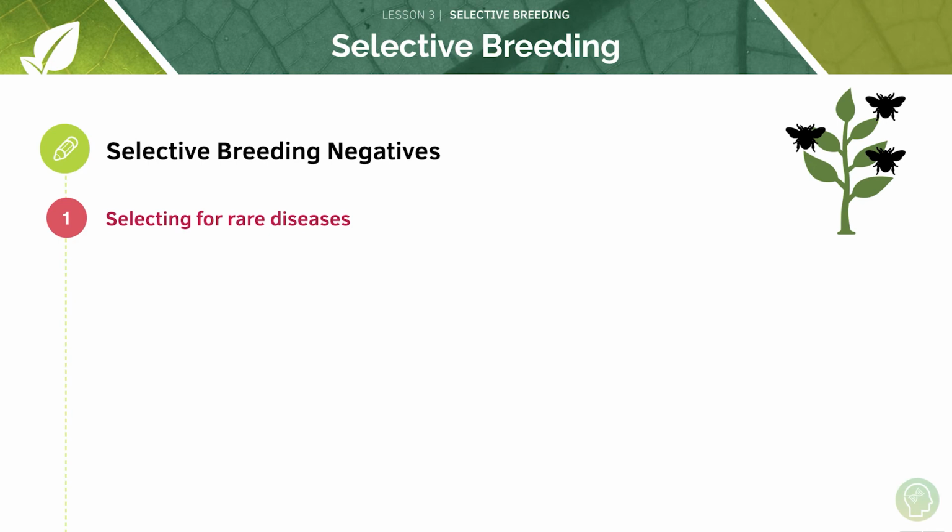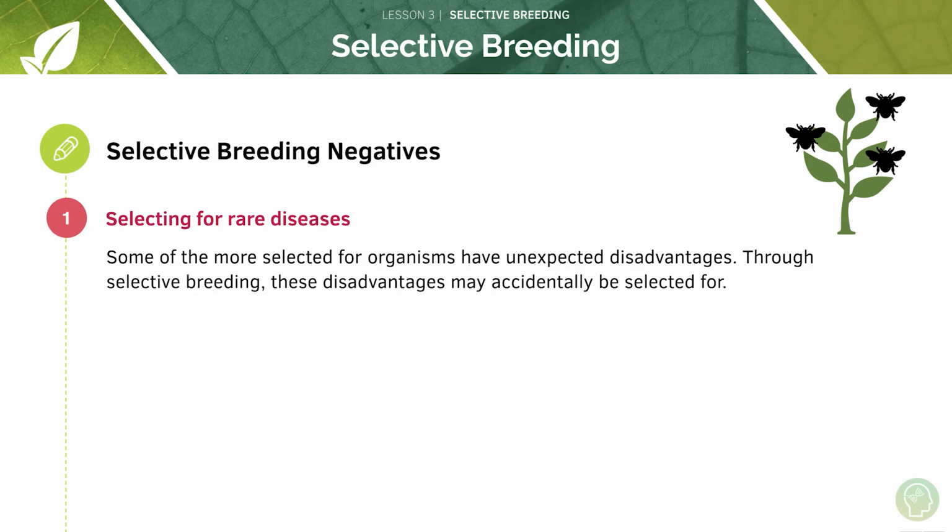Now selective breeding negatives. So we might unintentionally select for rare diseases. So some of the more selected for organisms may have unexpected disadvantages, and they may be accidentally selected for. So for example, in breeding boxer dogs, this has led to breathing difficulties for this dog breed. So this is an example in which selective breeding has led to a disadvantage for the boxer population.